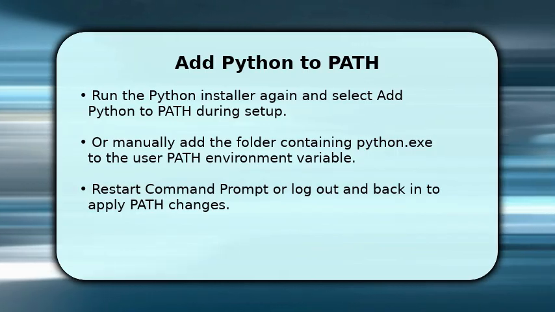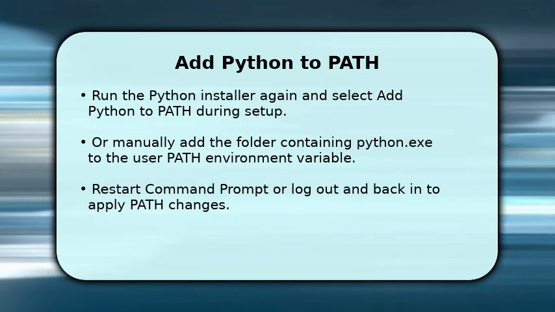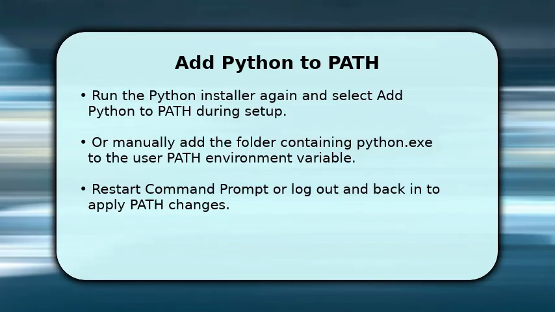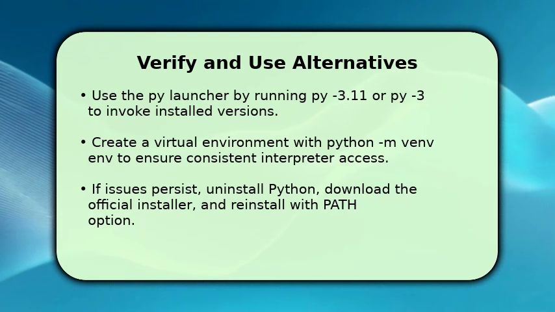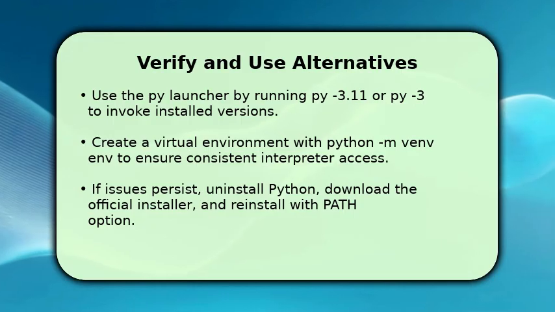For example, add C:/Users/<user>/AppData/Local/Programs/Python/Python311 to PATH. After editing PATH, use the py launcher by running py -3.11 or py -3 to invoke installed versions. The py command can select interpreters even when Python is not on PATH.